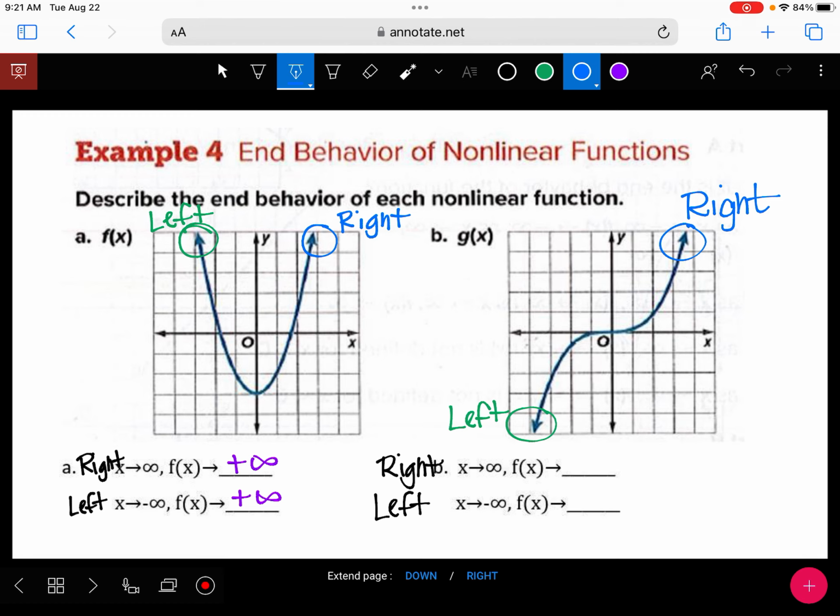All right, so what is the graph doing on the right side? It's going up. So what did you put on this blank? Positive infinity. Good job. And what is the graph doing on the left? It's going down. So what did you put? Negative infinity. And that is end behavior.